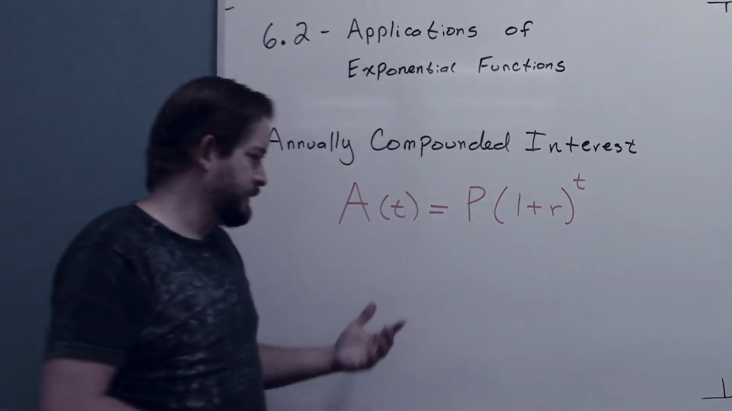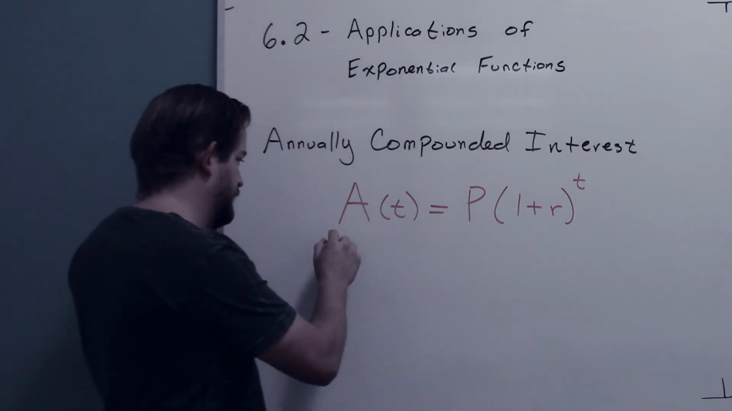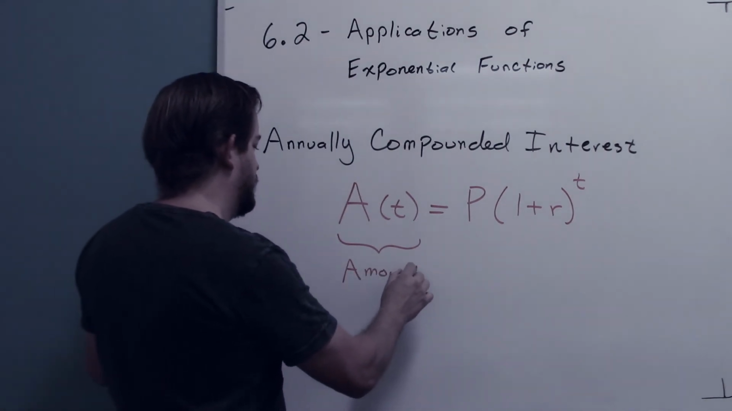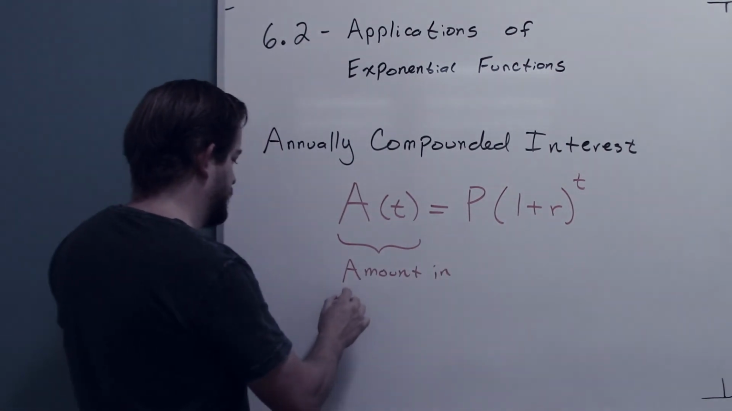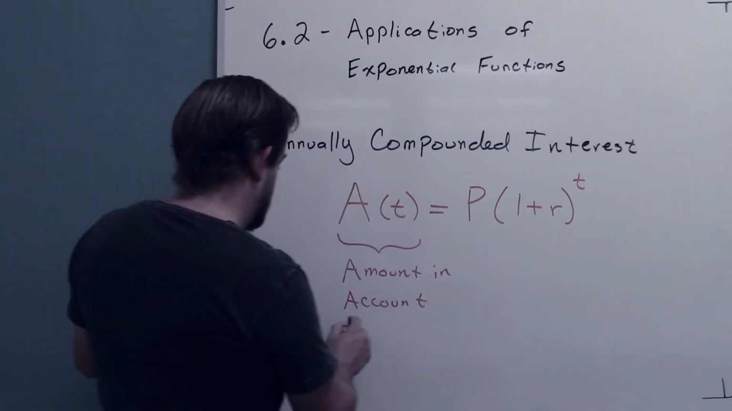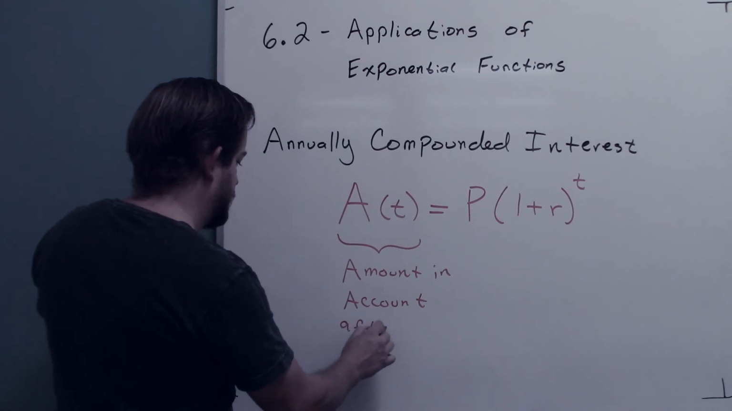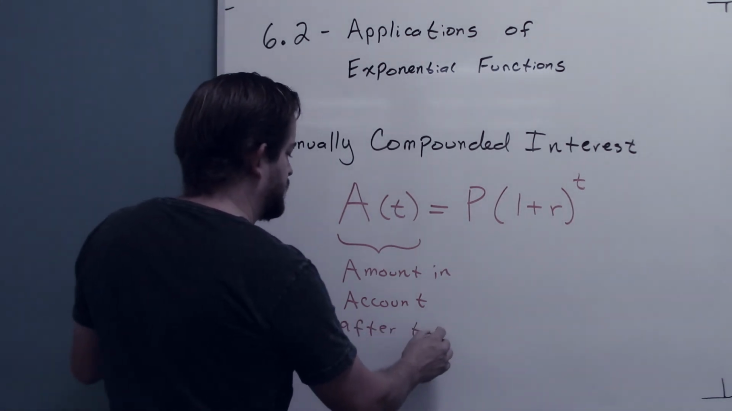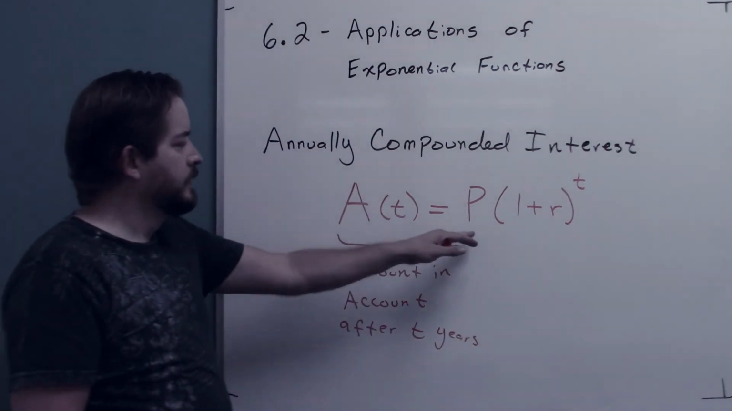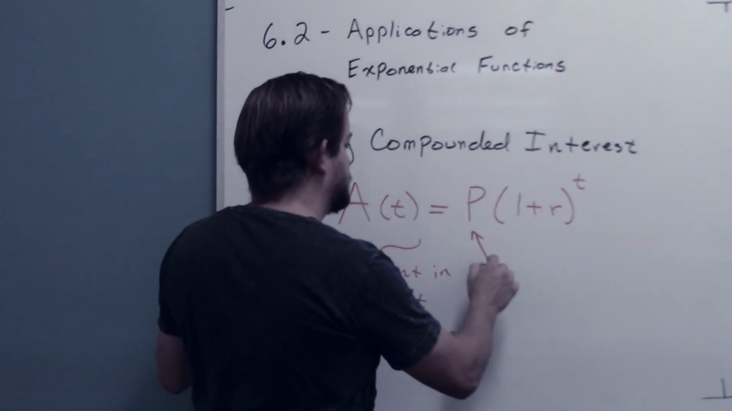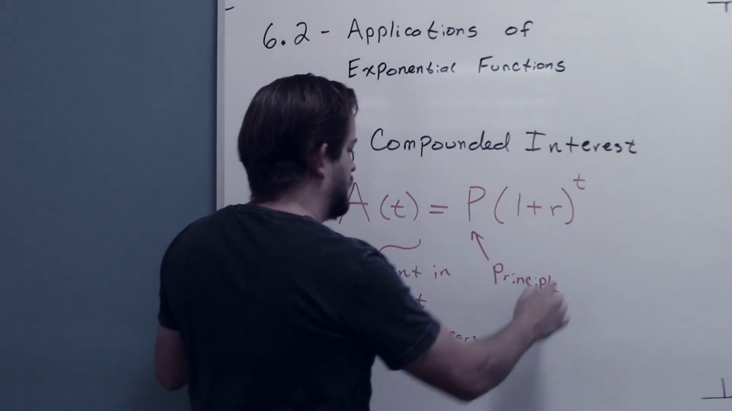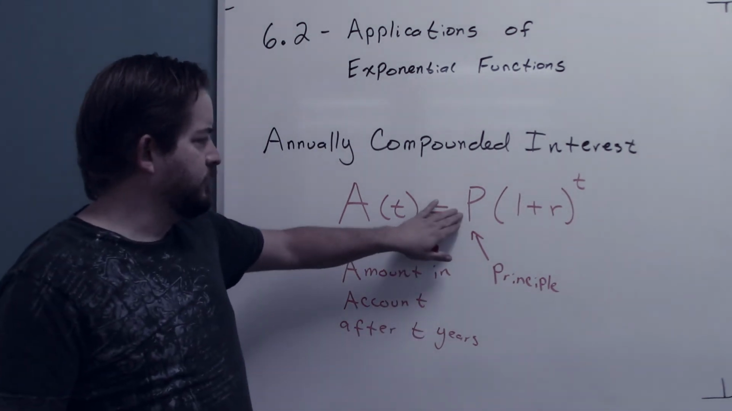Now there's a couple of things in here. We call A of t the amount, the amount that you have in the account after t number of years. That's what A of t means. This P is the principal. It's the amount that you started with.